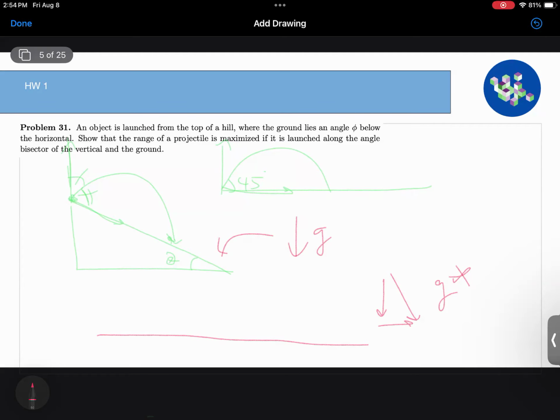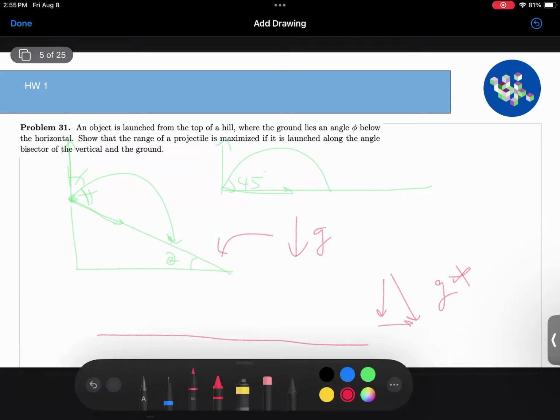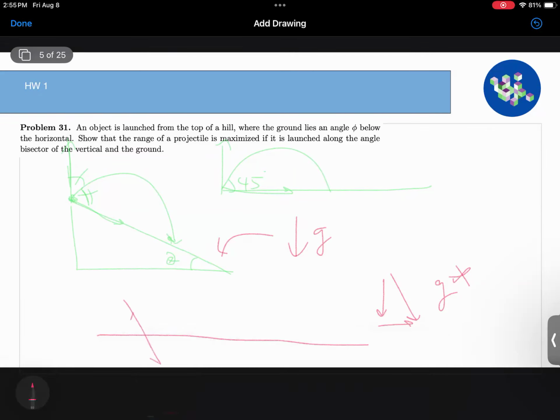Now, I want to maximize the range. If you want to solve this problem, you can definitely bash it out. But a more intuitive answer would be to say, look, I want to launch at an angle, for example like this. This is the direction of the gravitational field, it's going this way, and my ground is in the horizontal.